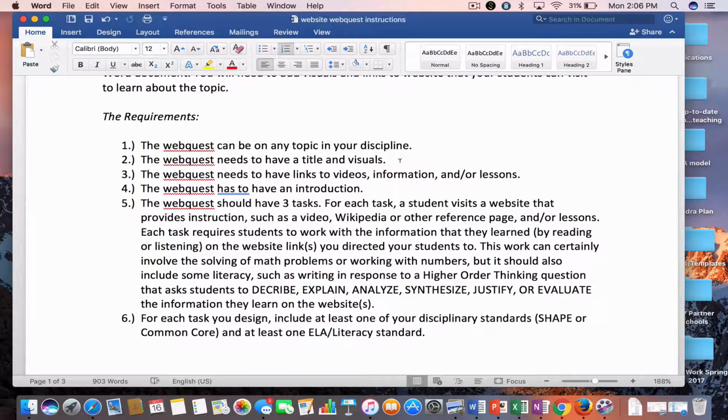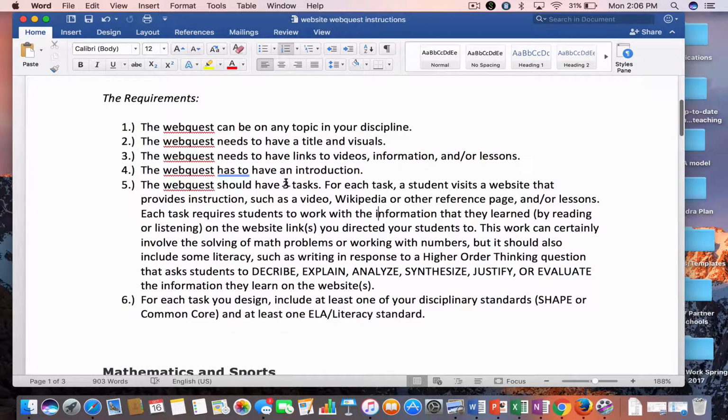The webquest is going to have a title and visuals. The webquest needs to have links to videos, information, and/or lessons, whatever is appropriate. The webquest is going to have an introduction. And the webquest is going to include 3 tasks. I'm going to show you on this example, I just wrote 1 task. You're going to do 3 tasks.